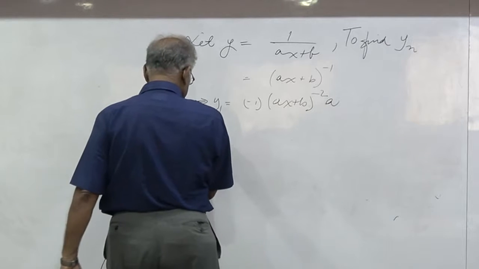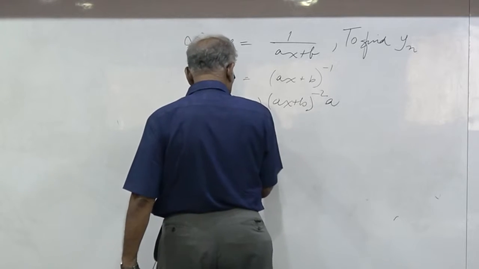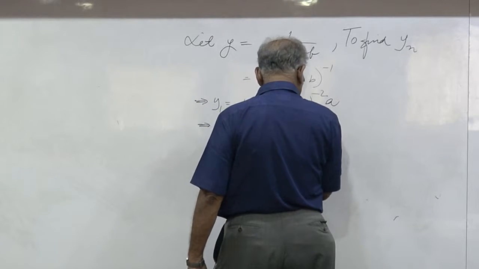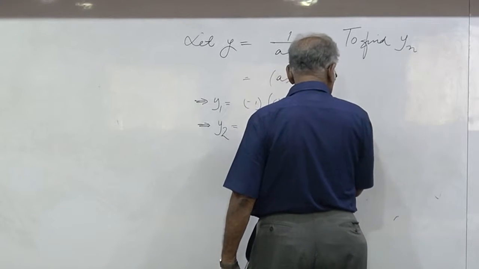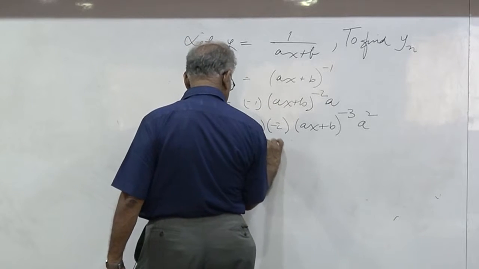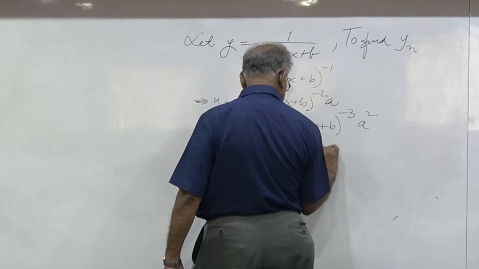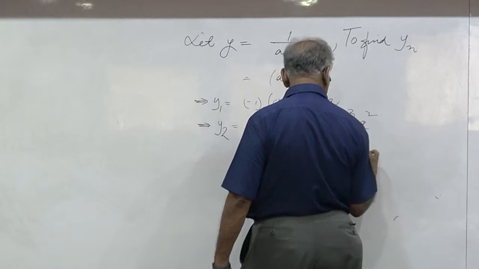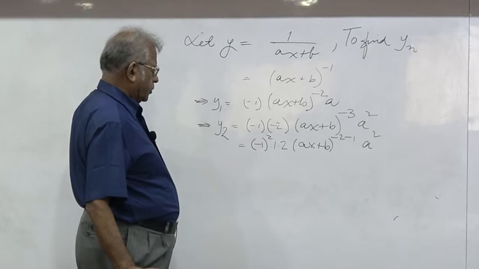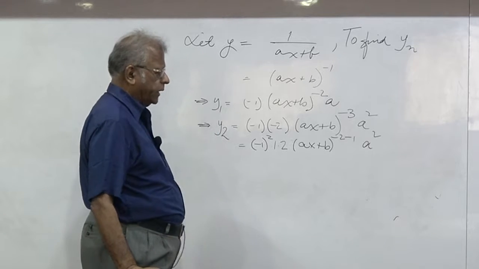Carry on one more step. We say y2 is equal to minus 1 minus 2 ax plus b to the power of minus 3, a square. So, this we write as minus 1 to the power of 2 into 1 into 2 ax plus b to the power of minus 2 minus 1, a to the power of 2. See, the arrangement of these terms is very important so that one can build up immediately a form in the mind, the nth derivative form in the mind straight away.